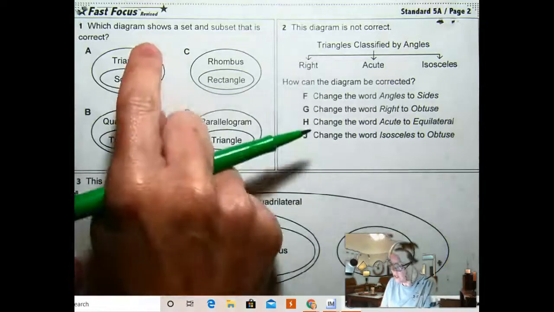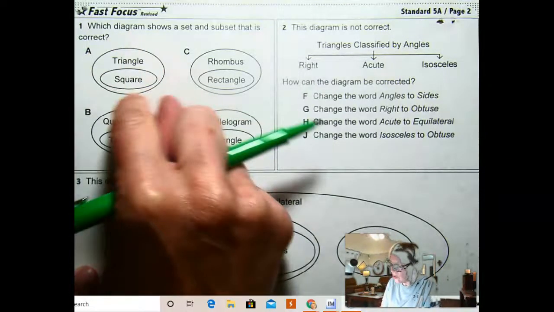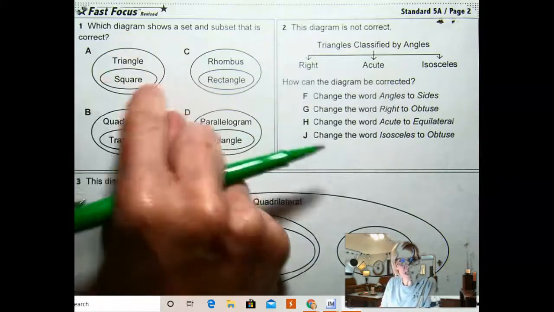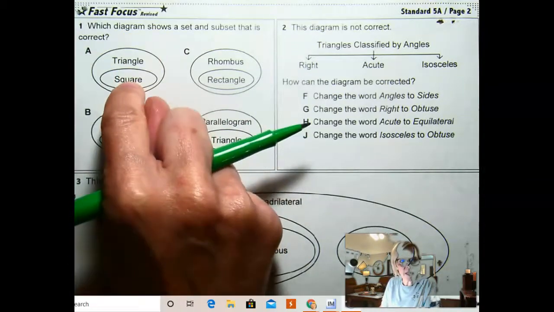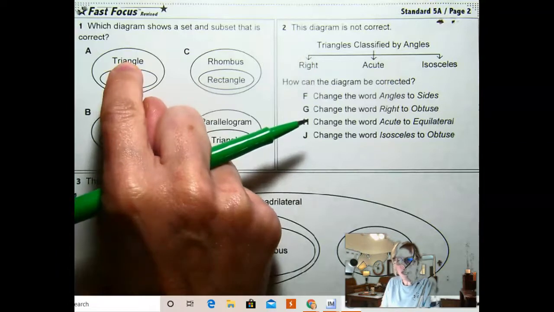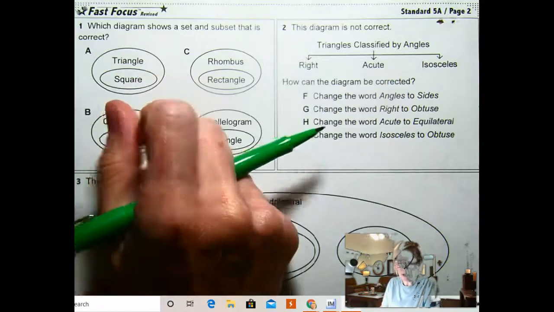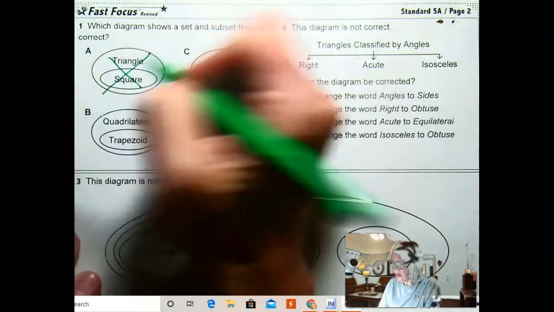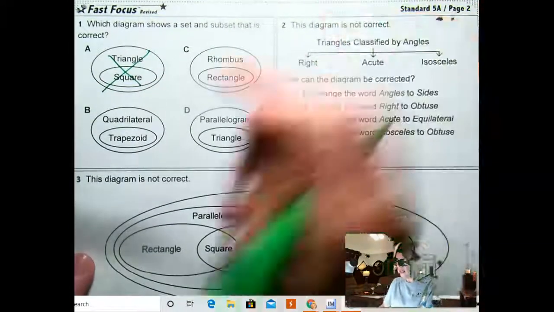So if we look at this one, the larger circle is a triangle, and inside that is a square. So what this is trying to say is that a square is a type of triangle. Now, is that true? No, we all know that is not true whatsoever. So we can cross that off completely. Okay, let's look at B.